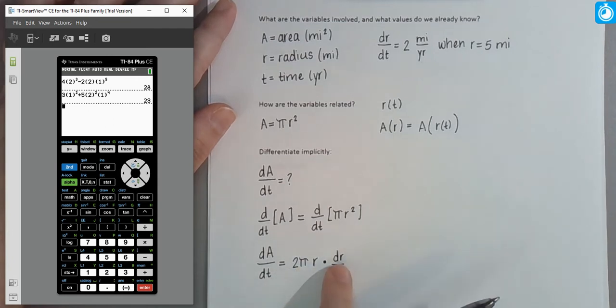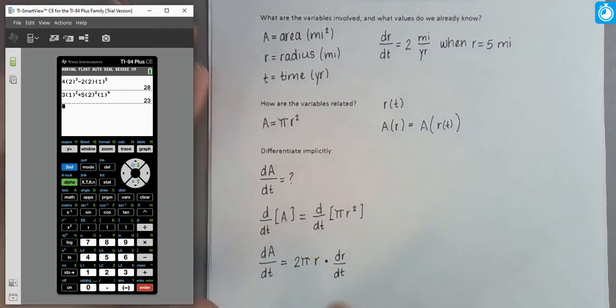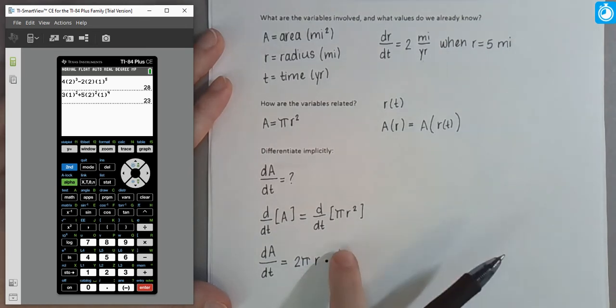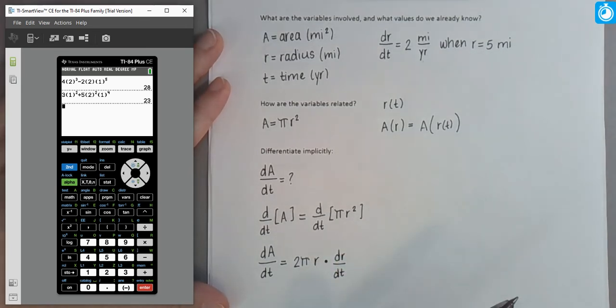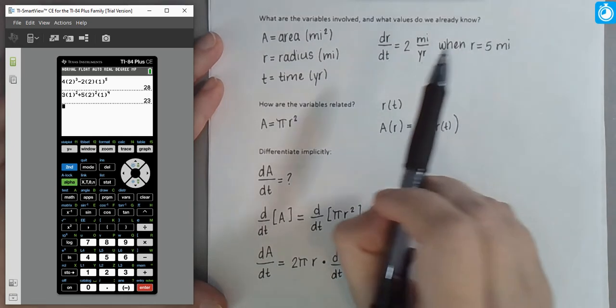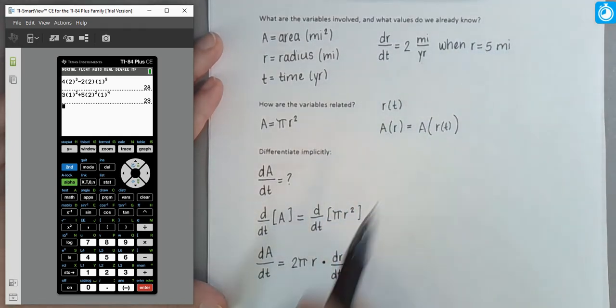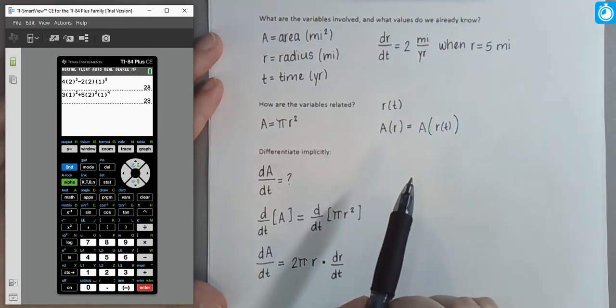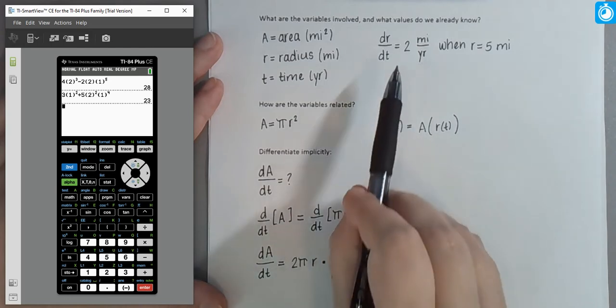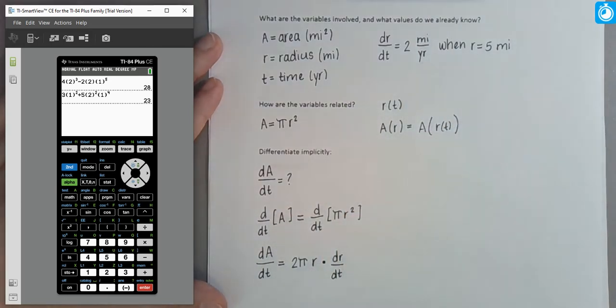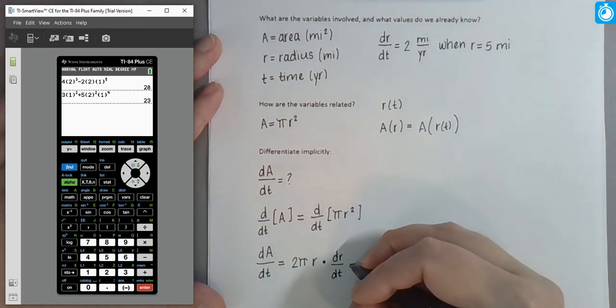We have 2 more variables now. 2 pi is just a number. That's a constant. r is a variable, and dr/dt is variable at this moment as well. But those were values we were given. So we were told at the moment in question, r is going to be 5 miles. And at that moment, r is changing at a rate of 2 miles per year. So we have both of those values that we need to plug in to find the quantity that we're looking for. So let's sub those in.